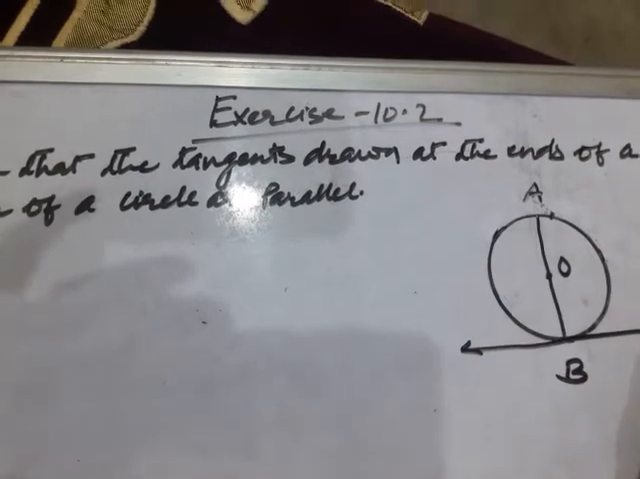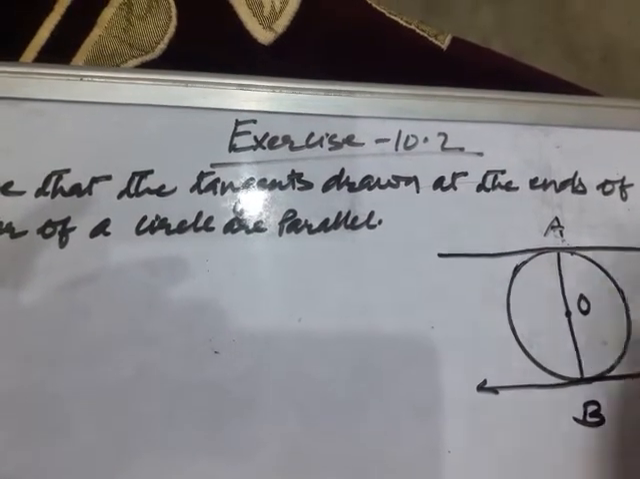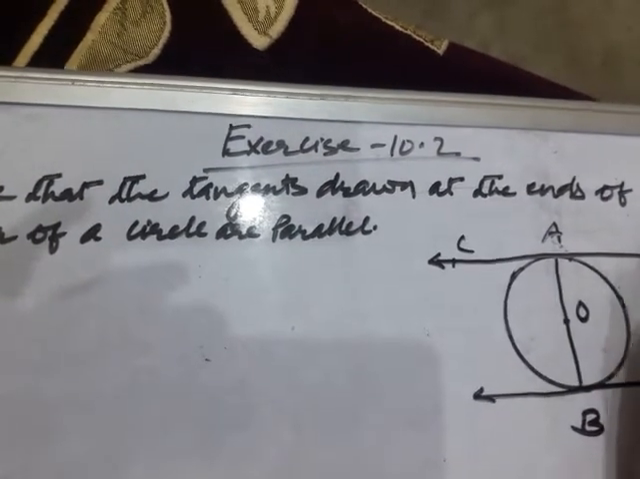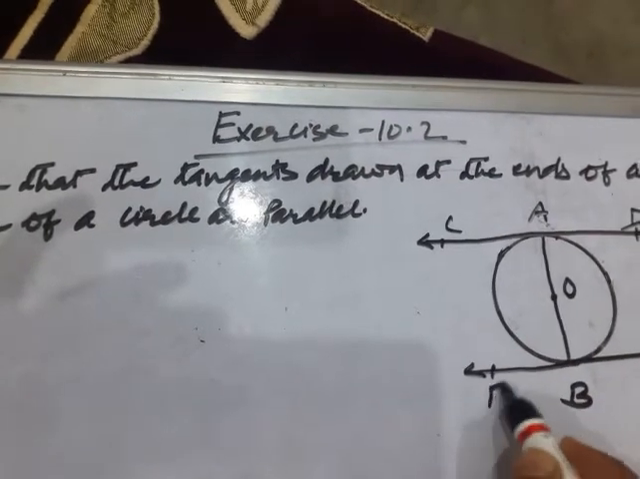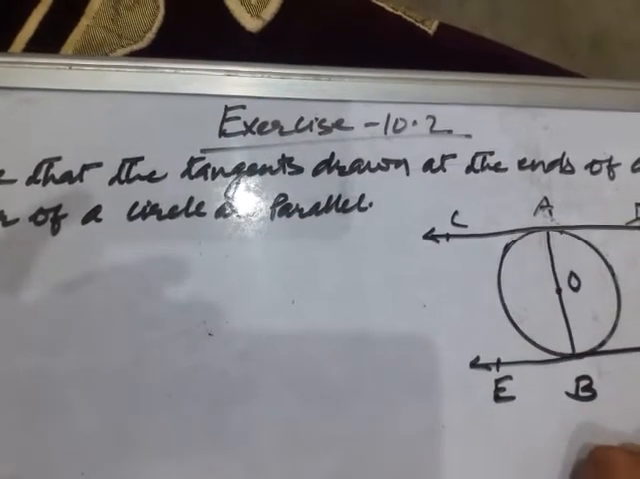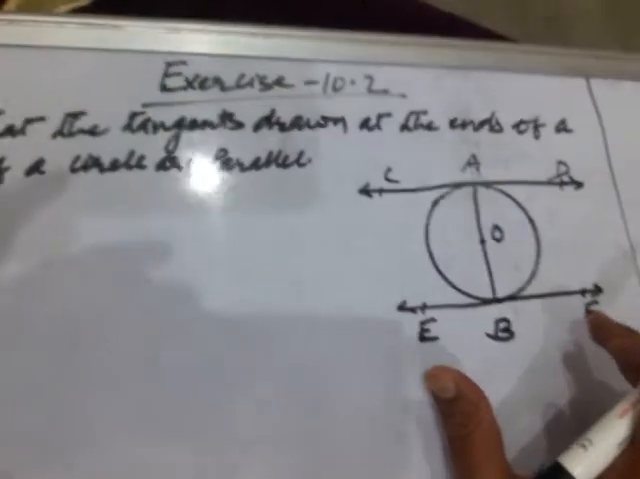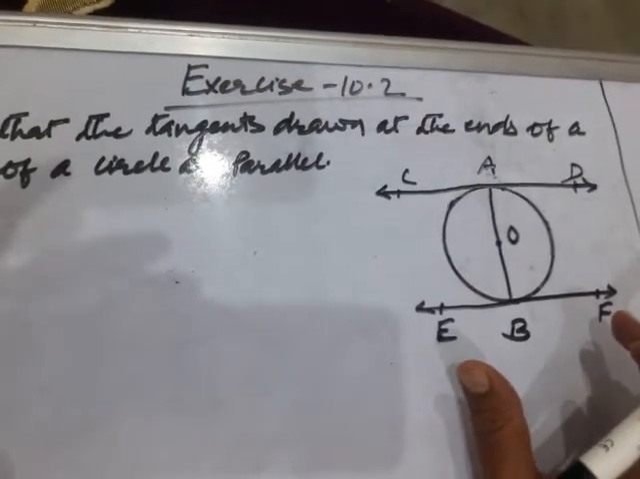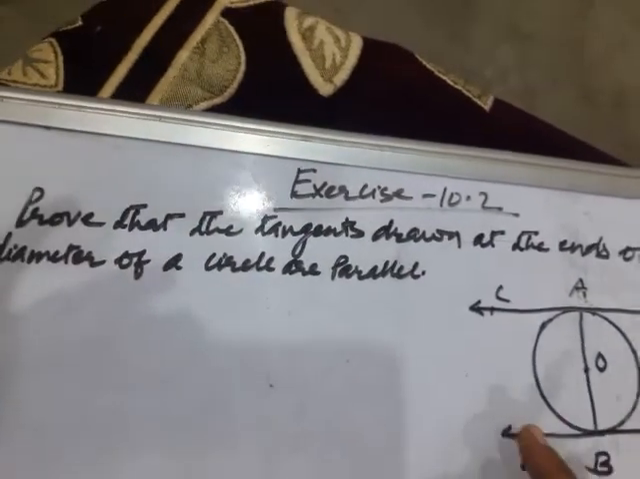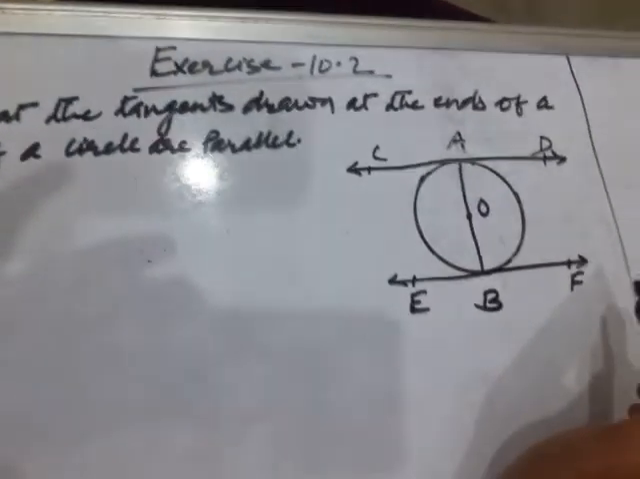Let CD and EF be the two tangents drawn at the ends of the diameter AB. Okay, children? Now, what we have to prove? We have to prove that they are parallel, meaning CD is parallel to EF. Clear? This much we have to prove.